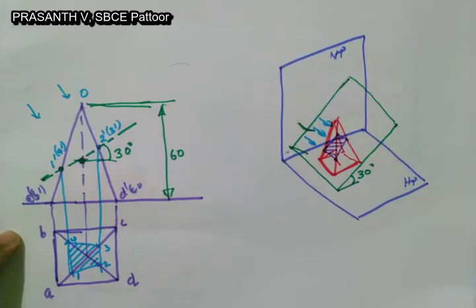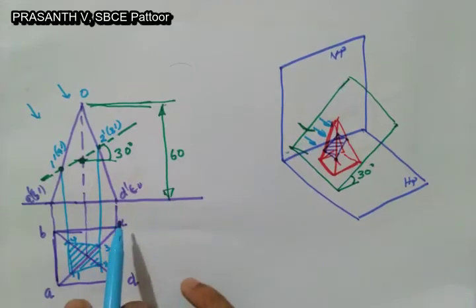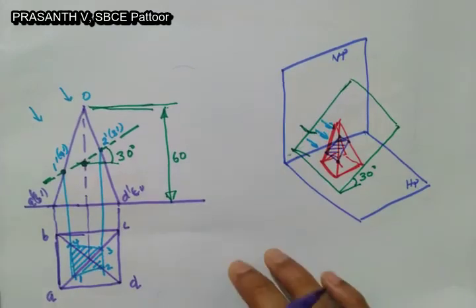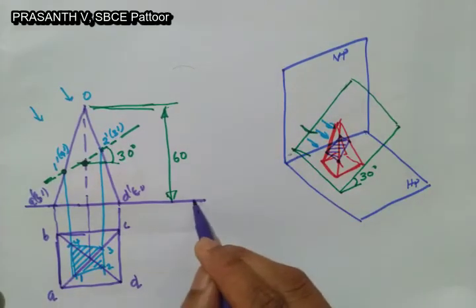If the section plane is inclined to HP and perpendicular to VP, the sectional view obtained in top view is not a true shape. In that case, we have to draw a true shape of the section also. There are two methods to draw the true shape. I will explain both methods.